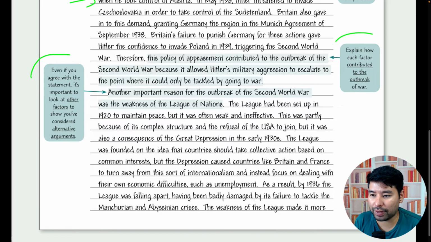So again, I'm going to read again. Another important reason for the outbreak of the Second World War was the weaknesses of the League of Nations. The League had been set up in 1920 to maintain peace, but it was often weak and ineffective. This was partly because of its complex structure and the refusal of the USA to join, but it was also a consequence of the Great Depression in the early 1930s.